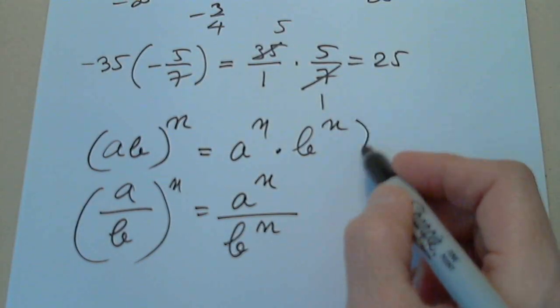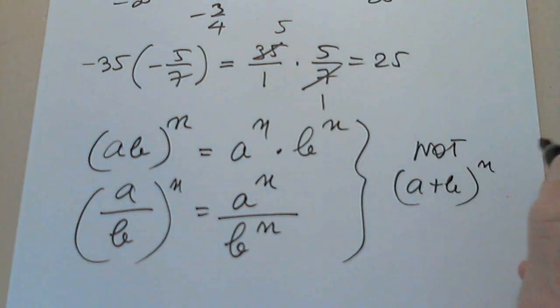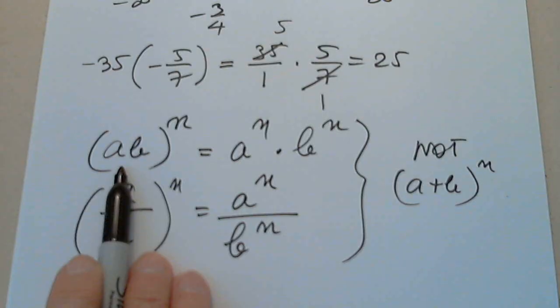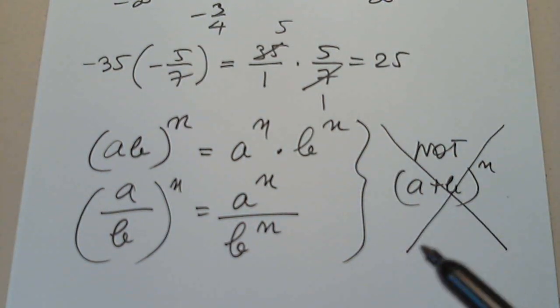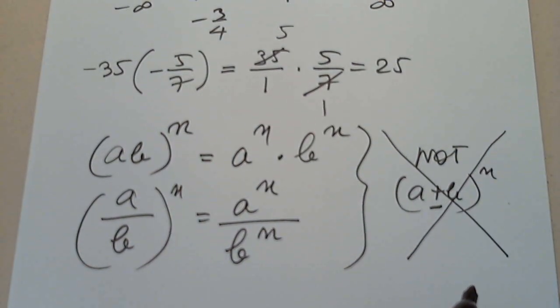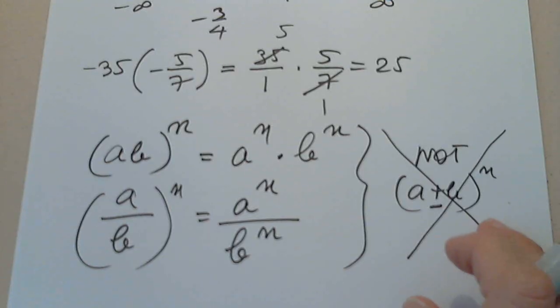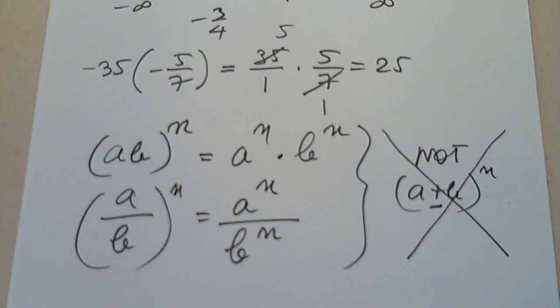Notice that this is not a plus b to the nth power. They are factors. This is not this, added or subtracted. Do not confuse the two properties. This is not a property of the exponential notation. This is, and this is. And they are factors.